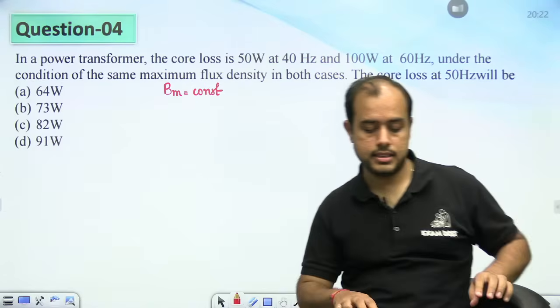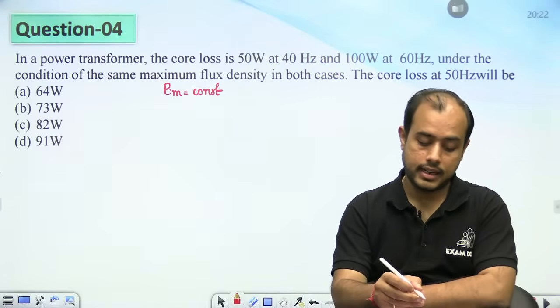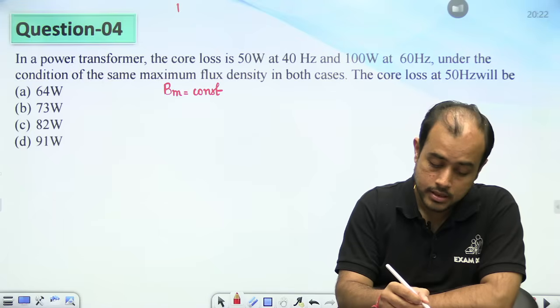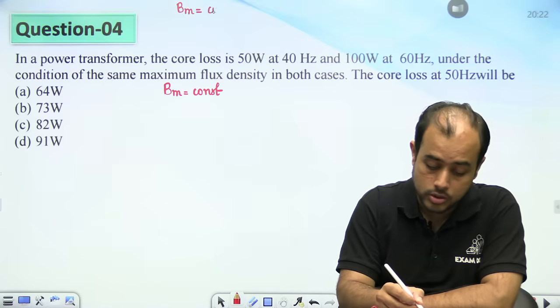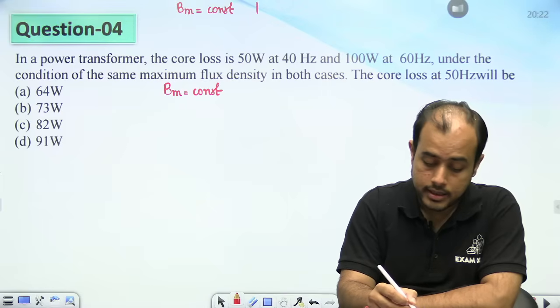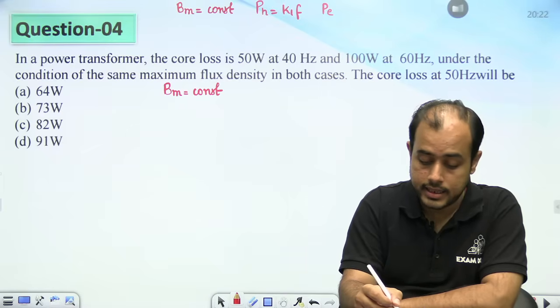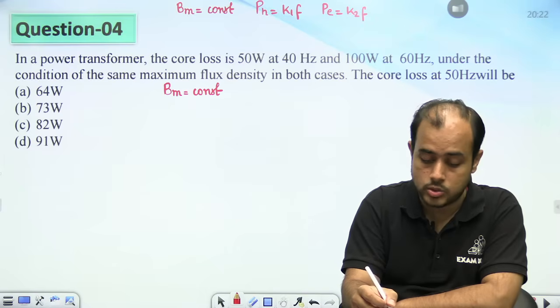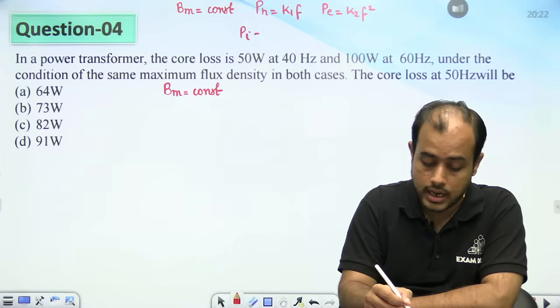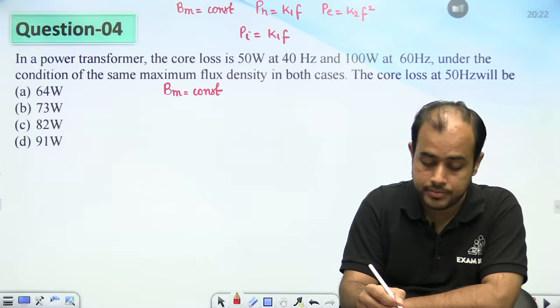आया भाई इसका आंसर. अगेन देखो बेटा, whenever BM is constant, hysteresis loss is K1F, eddy current loss is K2F square. So iron loss is K1F plus K2F square.